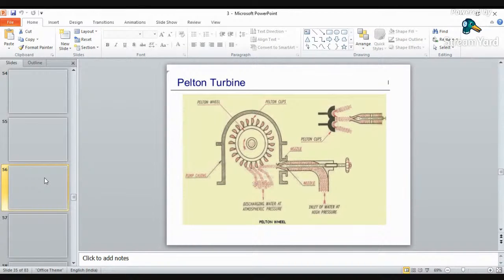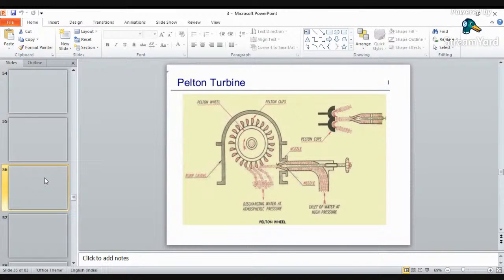The buckets are made up of two hemispherical bowls. Outside and inside there will be two hemispherical bowls, and these buckets are deflected at 160 to 170 degree inclination. They are not horizontal or at a 180-degree incline. They are at a 160 to 170-degree incline. And they are made of either cast iron, cast steel, bronze, or stainless steel.